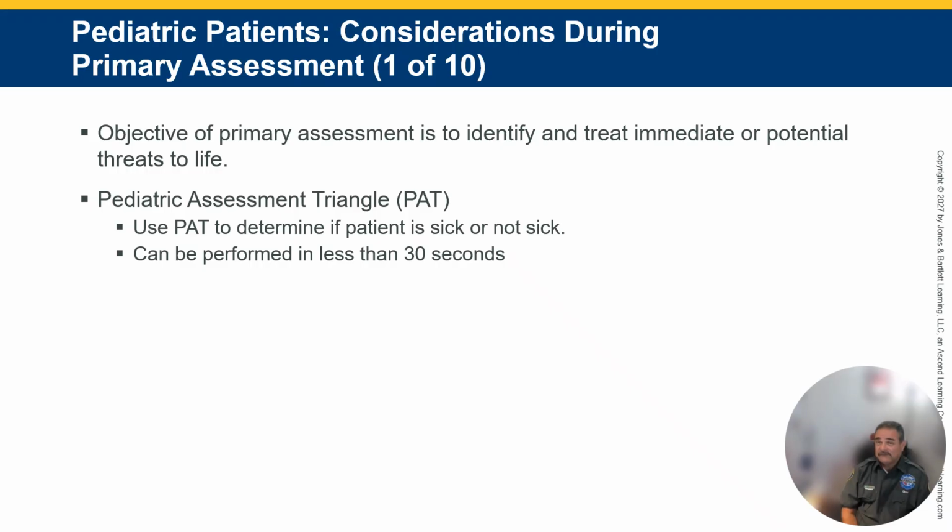Pediatric patients, considerations during the primary assessment. Okay? We use what's called the PAT triangle. There's a whole section on pediatrics that we will talk about, but the assessment is very important. Use the PAT to determine if the patient is sick or not sick. When you walk into the room, I always tell people, in your general impression, sick or not sick. We really get specific on the pediatric patients because there's a triangle that helps us determine that right away. This PAT can be performed in less than 30 seconds.